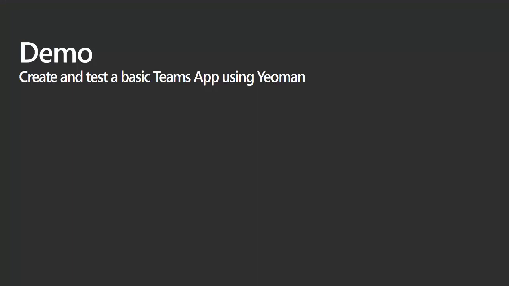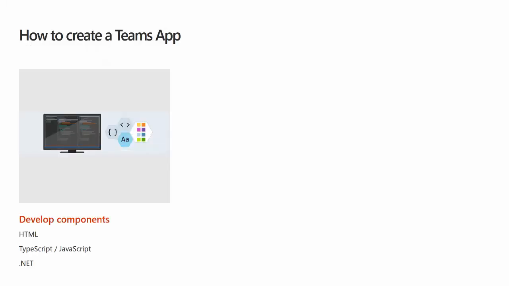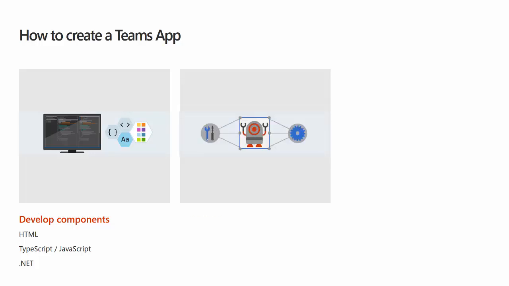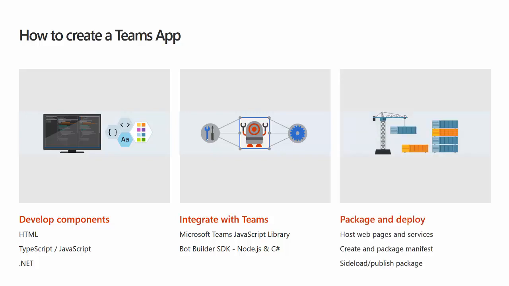So let's review how we make our Teams app. We start by developing components. We use HTML, TypeScript, JavaScript, .NET, Node, whatever utilities you need to create the individual components of our app. Then we build the Teams application to integrate with Teams. We decide how we are going to integrate using JavaScript. We're going to do a bot. What are the places we need here? How do we get the components to integrate with Microsoft Teams? And then package and deploy them. Again, you host the web pages or services in some fashion. You create a manifest and you provide that manifest to Microsoft Teams, and that will then make it available.